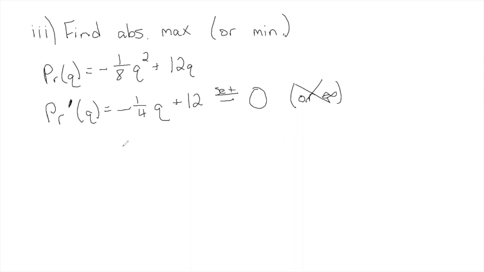So we set this equal to 0, and I get that 1/4 Q is equal to 12 by just bringing that guy over to the other side, and then multiplying by 4. So this gives me Q equals 48. Okay, so I found the location of the absolute max.